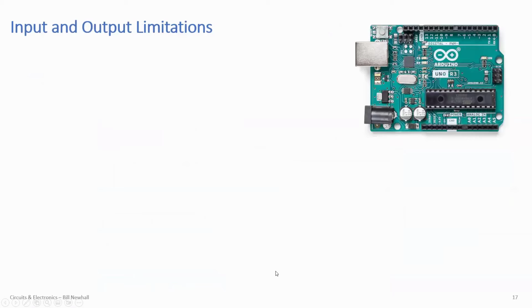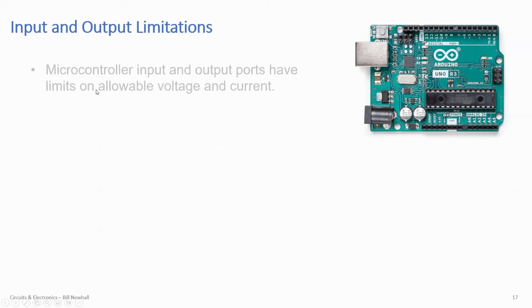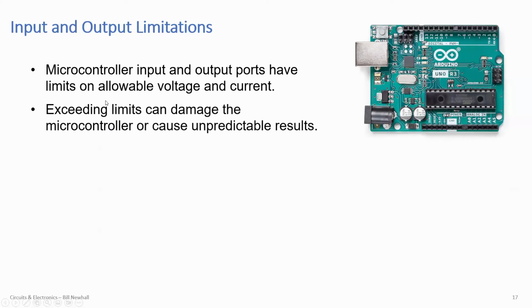So when you're using a microcontroller, so someday, right, in some class project, graduate research, engineering job, you might have to use some simple microcontroller to control something or sense something. It's important to know the input and output limitations of microcontrollers, and you can read these on the data sheet for the particular microcontroller or board. So microcontroller input and output ports have limits on voltage and current, and exceeding these limits can damage the microcontroller or give you results that you don't expect.